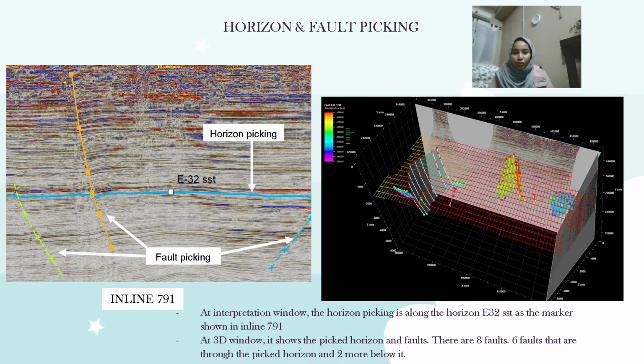So proceed to the horizon and fault picking. There are two images that show the result of the horizon and fault that we have picked along the E32 horizon. The left image is from the interpretation windows, while the right image is from the 3D windows. From the 3D windows, we can see that there are actually 8 faults, but only 6 faults are found along the E32 horizon, while 2 more are found below the horizon.